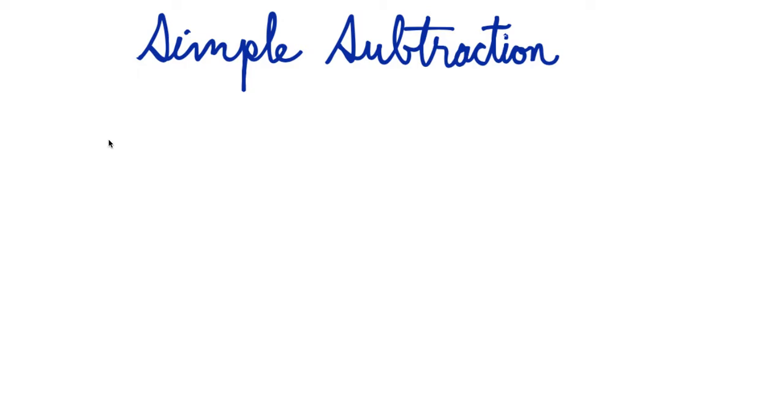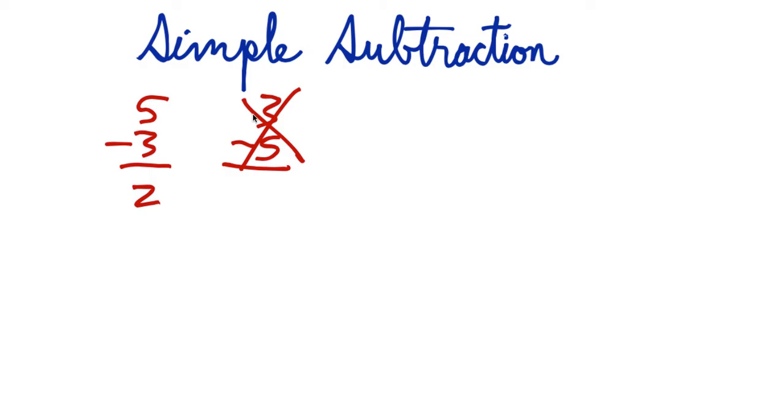Simple subtraction, what does that even mean? Well, 5 minus 3 is simple because that's 2. 3 minus 5, this is not simple. Basically, we want the top number, the minuend, to be larger than the bottom number, the subtrahend.